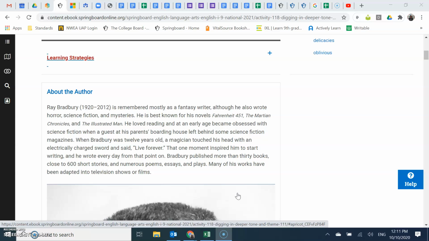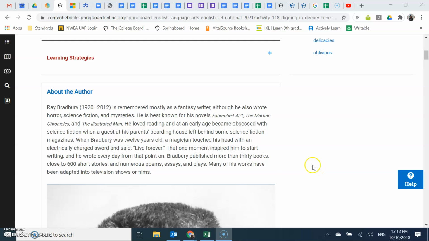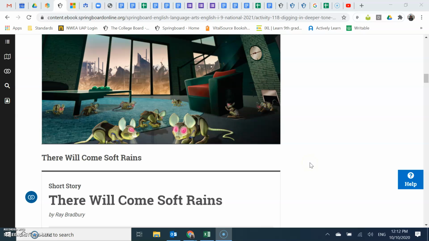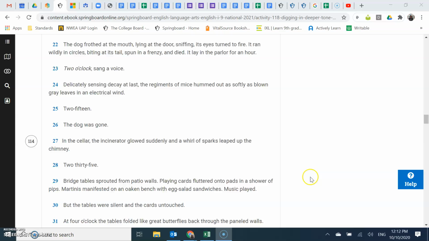We have read a couple of his works already, and we will be reading more this year. I love his short stories. This particular story, There Will Come Soft Rains, was written in 1918, which was during World War One and during the pandemic of the flu. There was a flu pandemic. So maybe that will help you understand this a little bit more, I hope. So, okay, you've already read it, and then we are going to go through here and answer some questions.